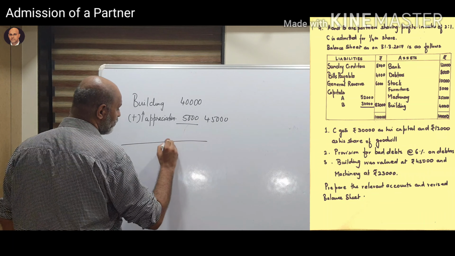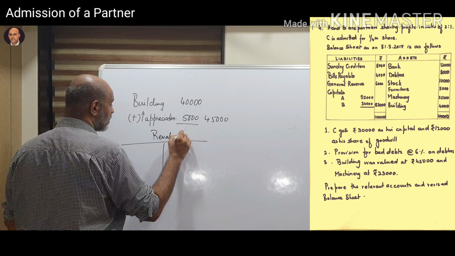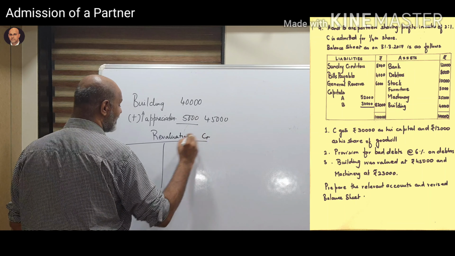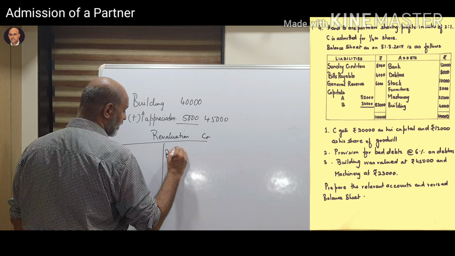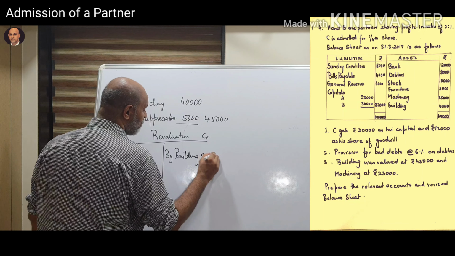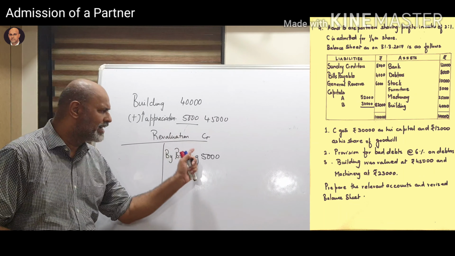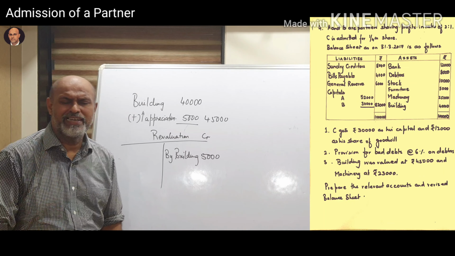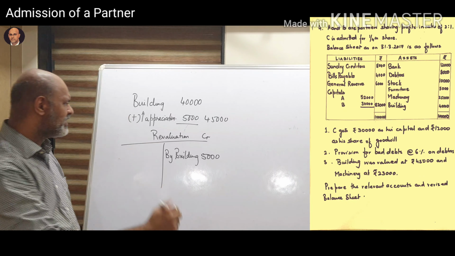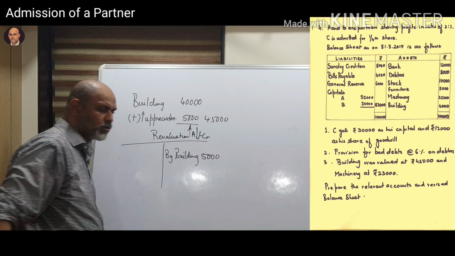Now in your revaluation account, it is a profit for us. So you will put it on the credit side as by building. And how much value will you put? You shall put the value of 5,000. Credit side of the revaluation account indicates that the value of the asset has either gone up or the value of the liability has fallen down.